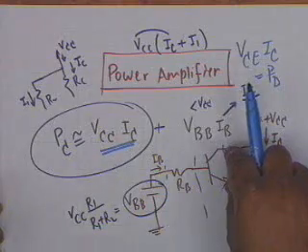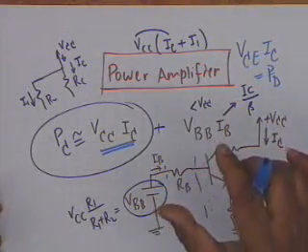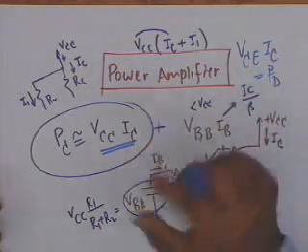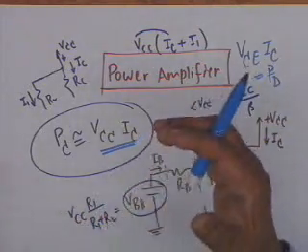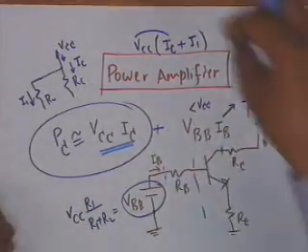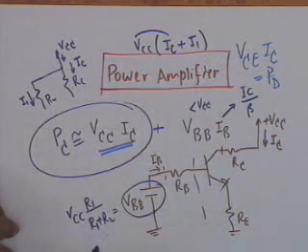Because the larger the swing of VCE, the larger will be the power transferred to the load. And to be able to get large power, you require large voltage swings and large current swings. And whenever there are large voltage swings and large current swings, you enter into the nonlinear region of the characteristics. And therefore you tolerate a certain amount of distortion.